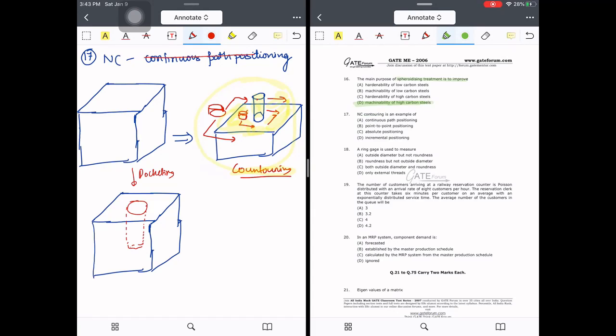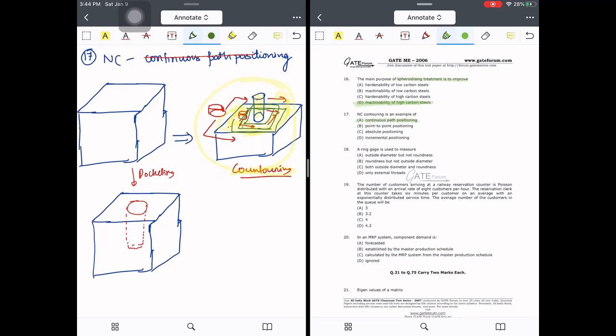Now they are asking about contouring operation. In this contouring operation, it is a continuous path positioning process. Why? Because each and every time I will be allocating a path. That means first they will be removing this portion, then this portion, and similarly they will be removing subsequent portions layer by layer.